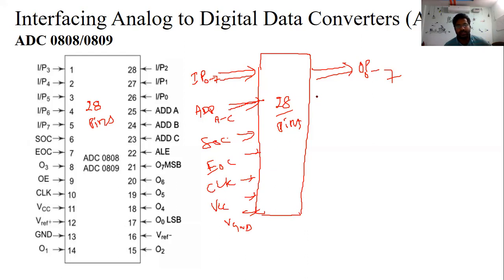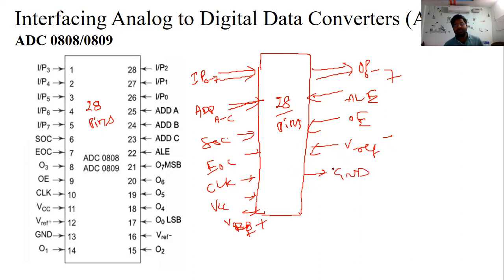Then we have a line for ALE, address latch enable. Then the output enable OE line. Then we have reference plus here, and reference minus here. So 19, 20, 21, 22, 23, 24, 25, 26, 27. One line is missing, I think. Yes, the ground line. So 28 pins are available.